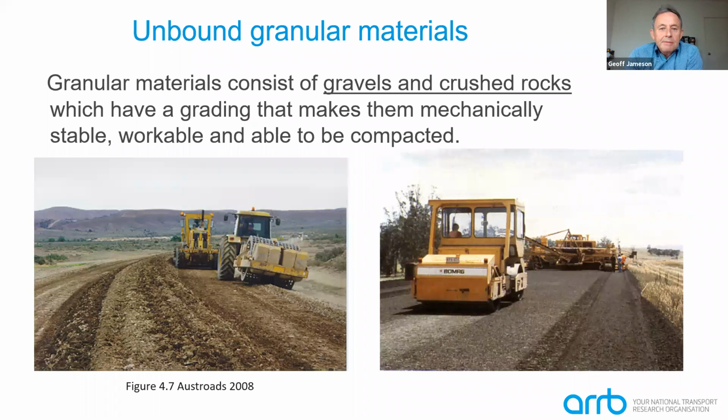So when we talk about unbound granular materials, commonly, they could be natural gravels, shown in the left-hand photograph on this slide here, where a natural gravel is being broken down by a grid roller in situ, or it could be a crushed rock, like shown on this shot on the right-hand side, which was construction on the Hume Freeway from Melbourne to Wodonga in the 1980s, where a large paver would pave the crushed rock full width and then it would be compacted.